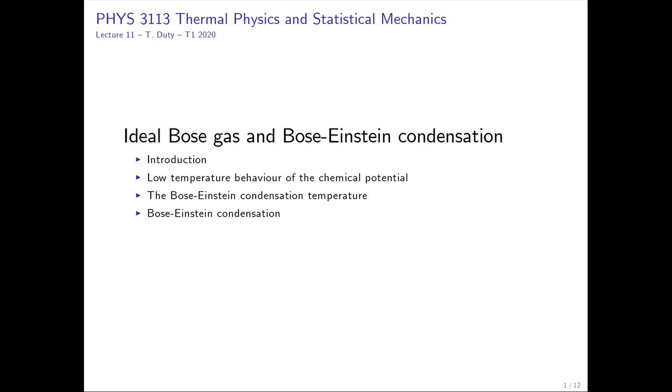In today's lecture, we're going to talk about bosons. In particular, we'll talk about the ideal Bose gas and the phenomenon of Bose-Einstein condensation. So we'll discuss Bose gas and low temperature behavior, the chemical potential, and we'll study how we get a large occupation of bosons in the ground state, and this will allow us to calculate the condensation temperature, or the critical temperature for Bose-Einstein condensation, and then we'll discuss a bit more about some of its properties.